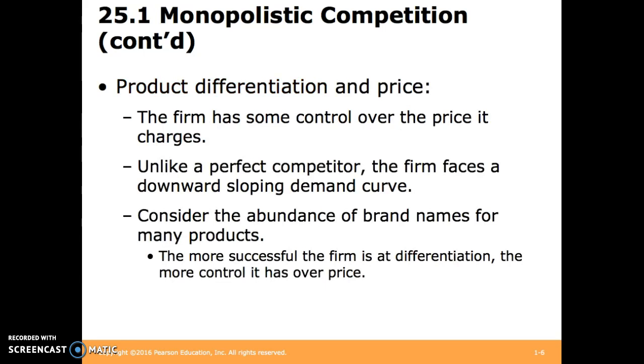So, how do product differentiation and price work in monopolistic competition? First, the firm has some control over the price it charges. Unlike a perfect competitor, the firm faces a downward sloping demand curve. So consider the abundance of brand names for many products. The more successful the firm is at differentiation, the more control it has over price. Think about how well Apple has differentiated itself and how much it can charge relative to other computers.